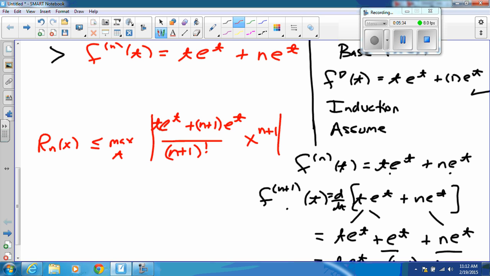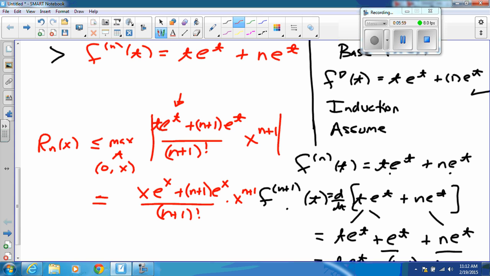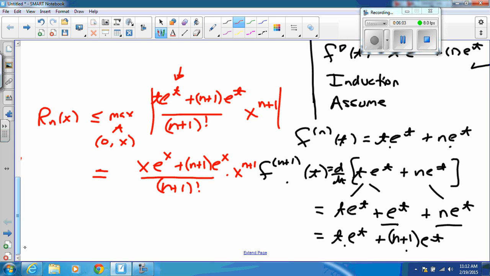Okay, where from here? Now, the first thing is that our t's are taken from 0 to x, and so it's pretty clear that x e to the x is an increasing function, and my maximum is going to take place at x. So we're going to say that this is equal to x e to the x plus n plus 1 e to the x all over n plus 1 factorial times x to the n plus 1. And what we want to do now is to show that as n goes to infinity, this Rn drops out to 0 for any value of x.